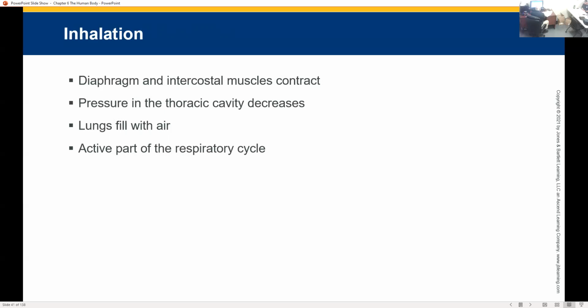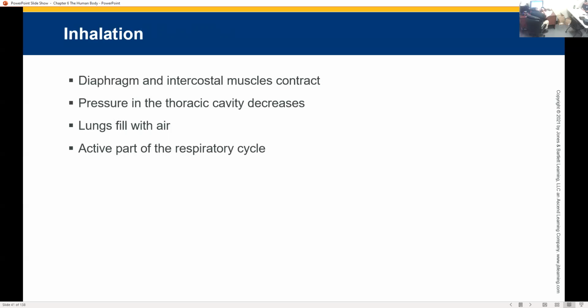There's a thing called the IE ratio. What the IE ratio is, I being inspiration, E being expiration. It takes 1 second for you to breathe in. If you don't believe me, take a deep breath. It takes 1 second for you to breathe in. It takes 2 seconds for you to breathe out.